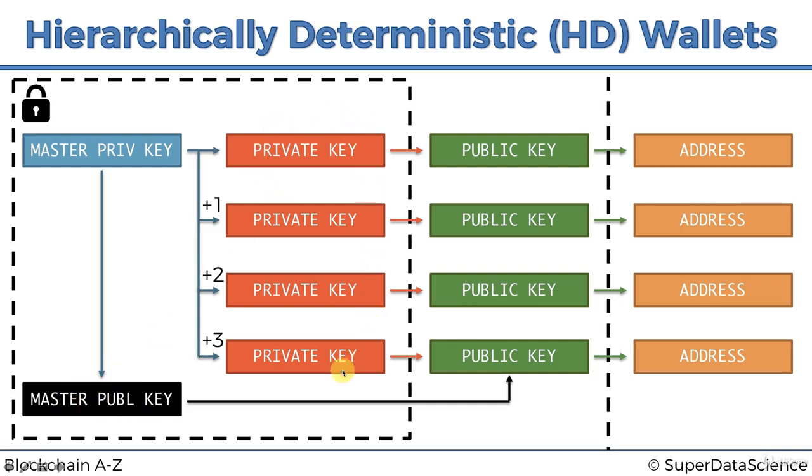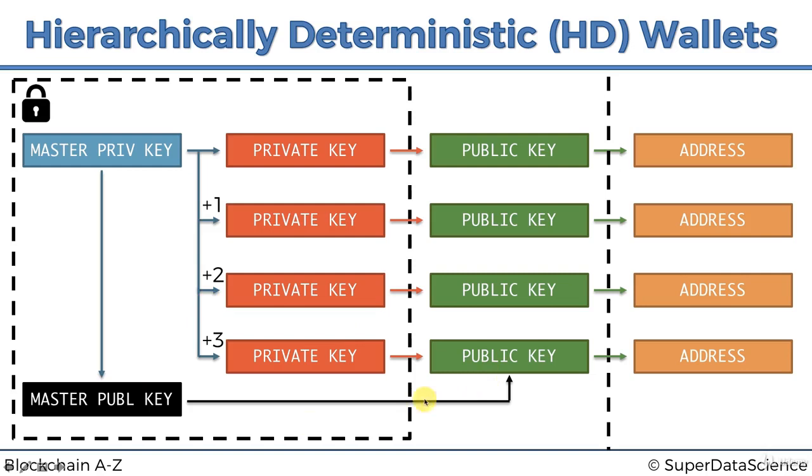Remember, we need the private key to send money, and the public key is used for verification, and the address is used for receiving money. So we definitely need the private key to send funds to somebody else, and therefore an auditor, somebody who's auditing the organization, doesn't need to be able to send money.